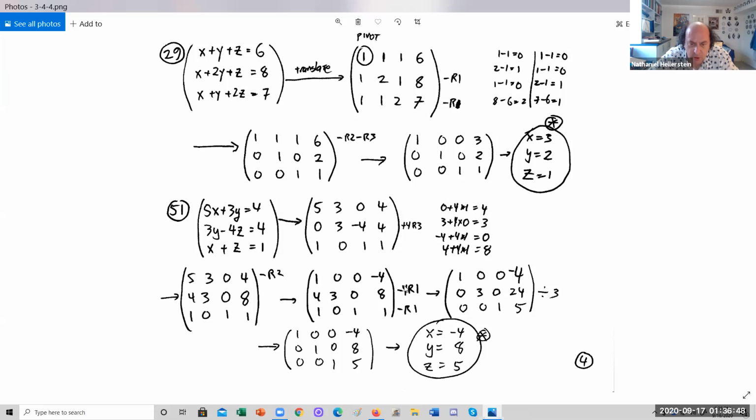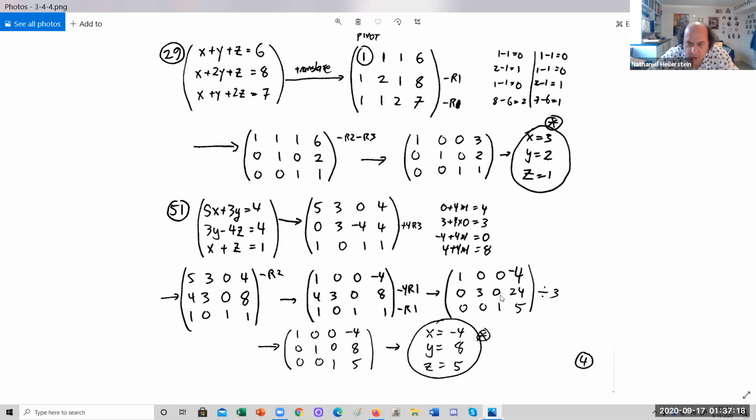So row 2 minus 4 times row 1. Well, okay, 4 minus 4 times 1 is a 0. 3 minus 4 times 0 is a 3. 0 minus 4 times 0 is a 0. And 8 minus 4 times negative 4 works out to a 24. And here we just subtract row 1 from this. 1 minus 1 is a 0. 0 minus 0 is a 0. There. 1 minus 0 is a 1. And 1 minus negative 4 is a 5.